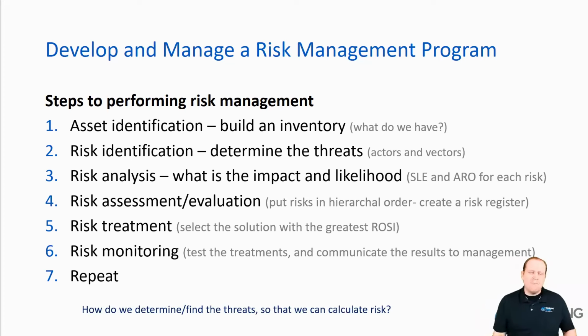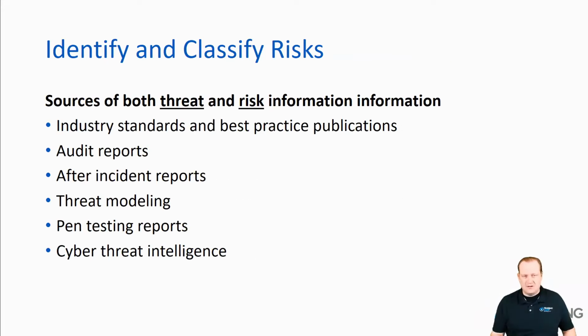But all right, back to the middle of this. How do we determine the threats? Like who the threats are, so we can ultimately calculate risk. Well, there are a lot of sources for finding information about different threats and potential risks. Go out there and look at some of the industry standards. Most of the standards out there, like the best practices on why you should be using encryption here and not there, were written to counter a threat.